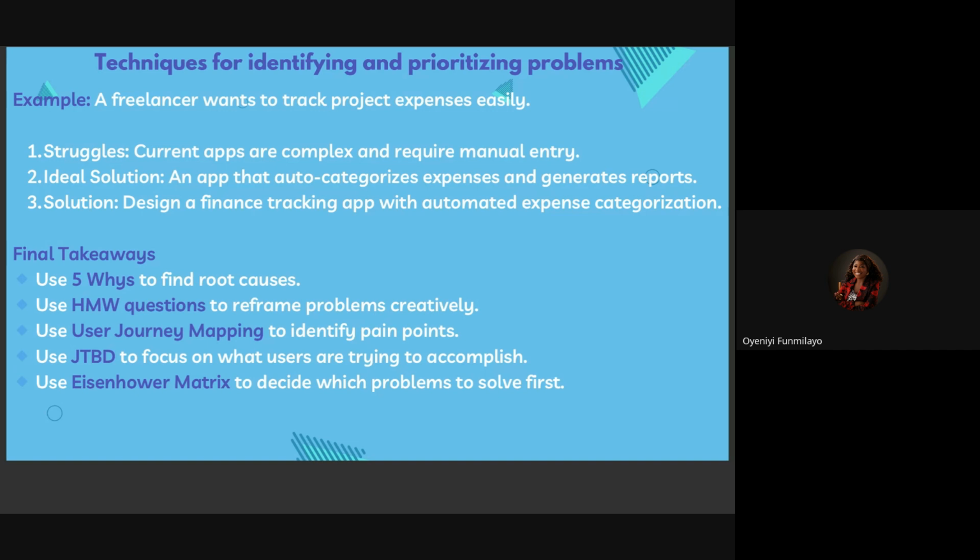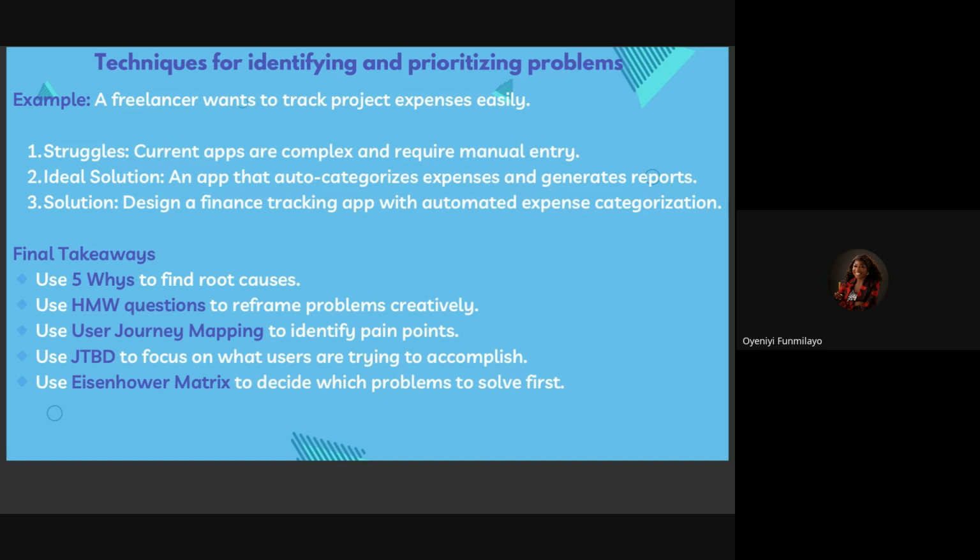Now that we've decided that this will be the ideal solution, we have to come up with the actual solution. So the actual solution will be to design a finance tracking app with automated expense categories. So now you have the actual solution, and based on this, you'll be able to come up with documentation for your designer to go and work on, right?